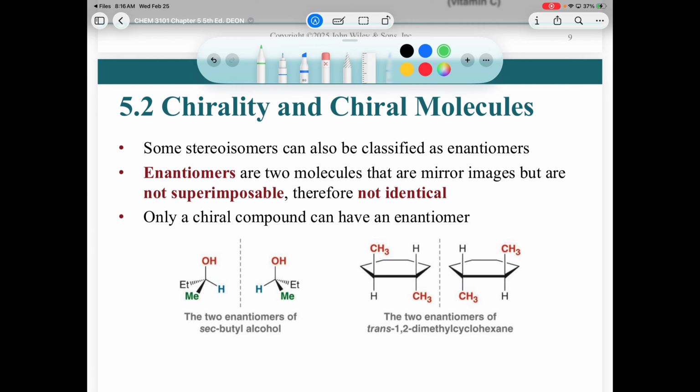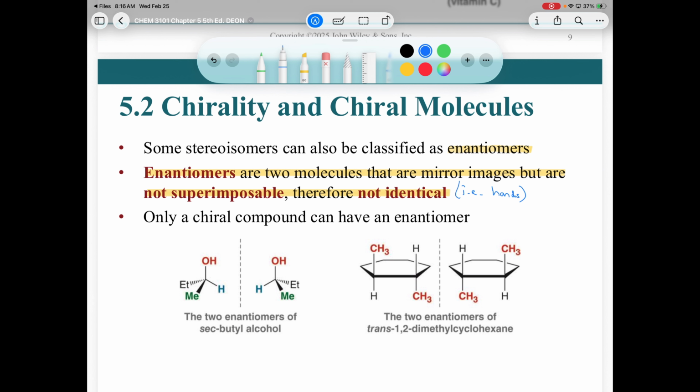So some stereoisomers, you heard me say this word a bunch of times already, can also be classified as enantiomers. So enantiomers are going to come up a lot. And enantiomers are two molecules that are mirror images, but not superimposable, therefore not identical. I.e., hands. Just like your hands.